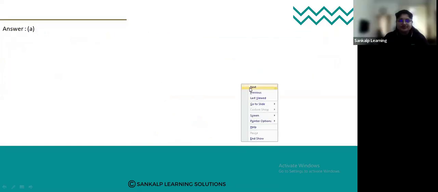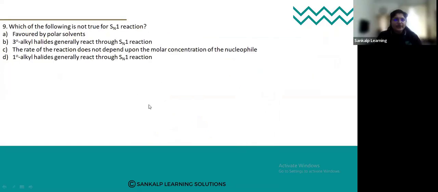Next question. Which of the following is not true for SN1 reaction? Read out. A, favored by polar solvents. B, tertiary alkyl halides generally react through SN1 reaction. C, the rate of the reaction does not depend upon the molar concentration of the nucleophile. D, primary alkyl halides generally react through SN1 reaction.